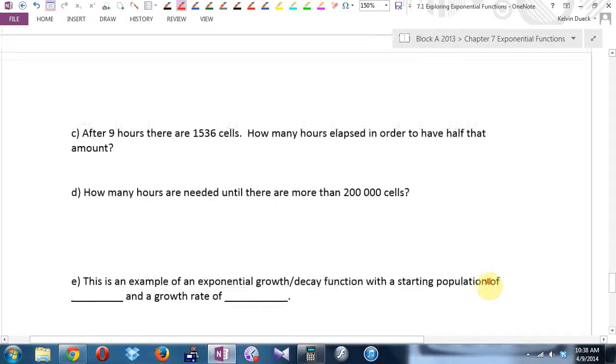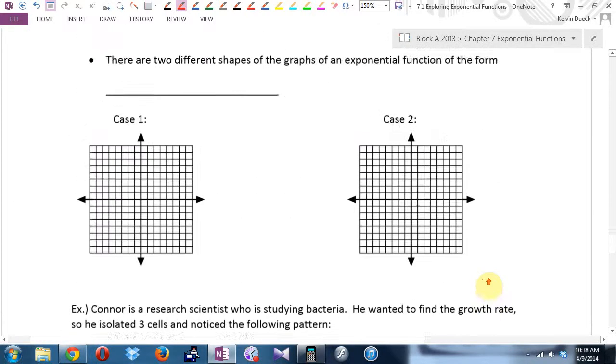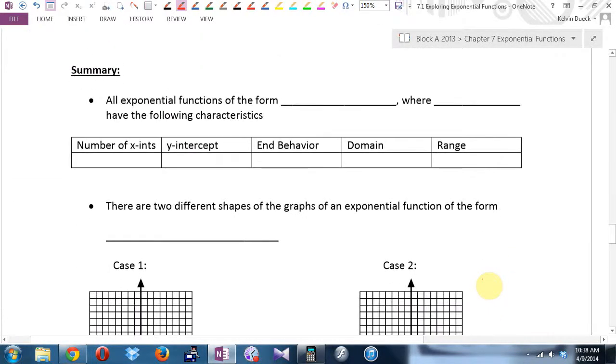So, as a summary, all exponential functions that look like this, y equals some coefficient times the base to the x power, all exponential functions that look like this. Okay, but now I gotta be fussy. I've lied to you. I've picked very careful examples.